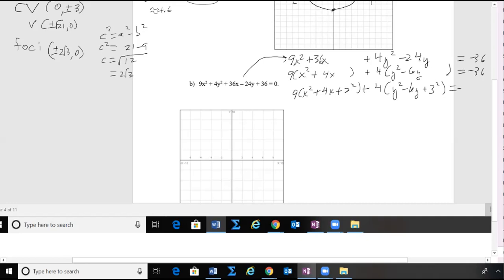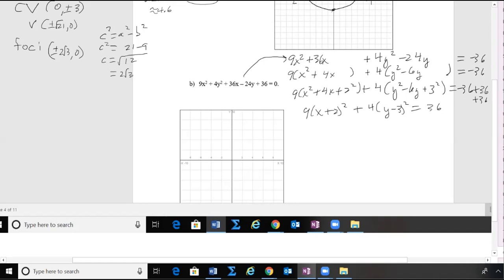Now, what happened on the right side? We had a negative 36. Over here, we had 9 times 4, so I have to add a 36. And over here, I had 4 times 9, so I add another 36 to keep it balanced. This side becomes 9 times x plus 2, quantity squared, and 4 times y minus 3, quantity squared, and this simplifies on the right side to just 36.